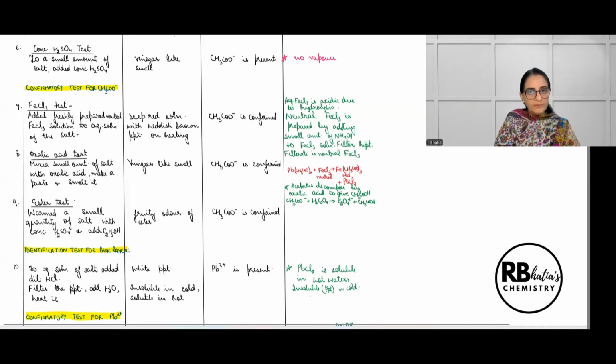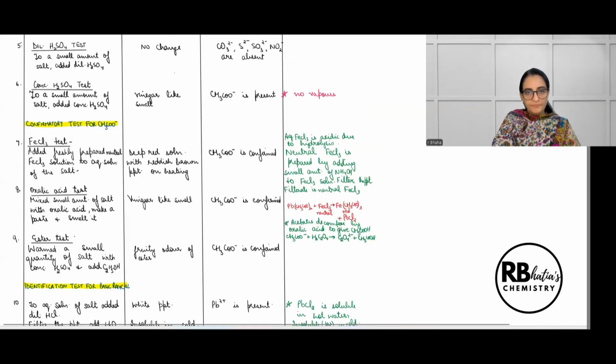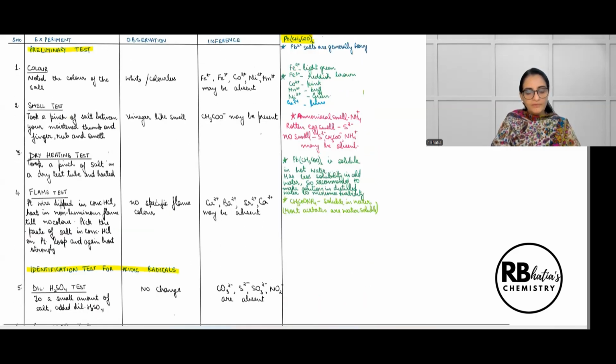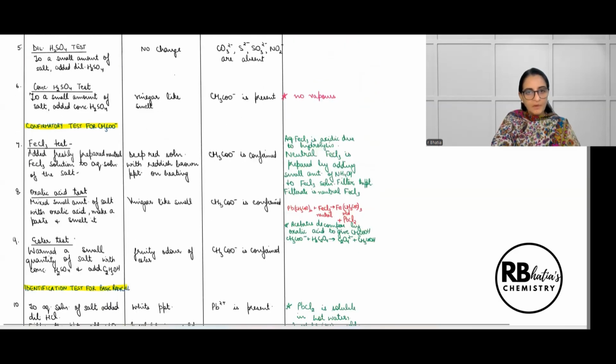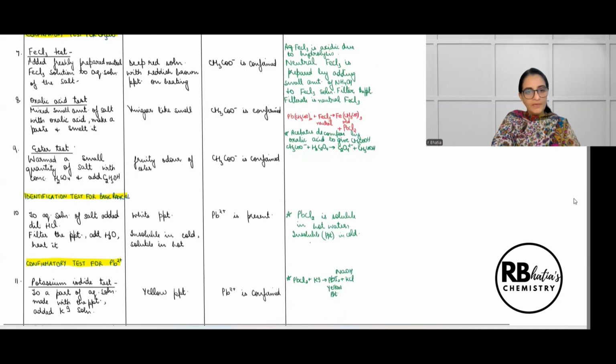And while writing down this last inference column, children, when you're doing concentrated sulfuric acid, that is the identification test, there we write the ion is present. Identification test, we write ion is present. For confirmatory test, we write the ion is confirmed. And in preliminary test, we write it may be present. Preliminary test, here we always write maybe. It is may be present or may be absent. Preliminary is always may be present, may be absent. Identification is present or is absent. And in confirmatory, it is confirmed.